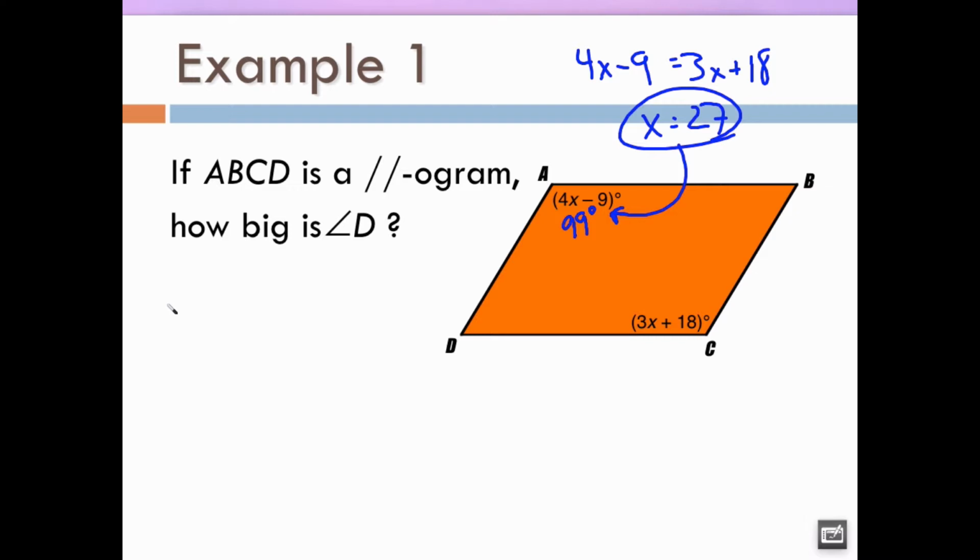Do we agree so far? Which makes angle C how big? 99. Not that we really care about that, but if you would have plugged it in over there. So what's the answer to the question then? How big is angle D? 81. Why? Because angles A and D, as well as D and C, are supplementary. Beautiful. So you subtract 99 from 180.